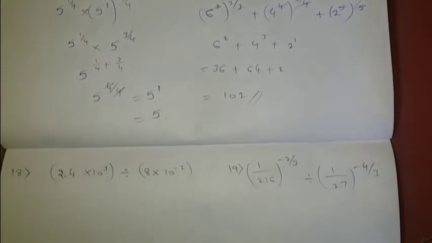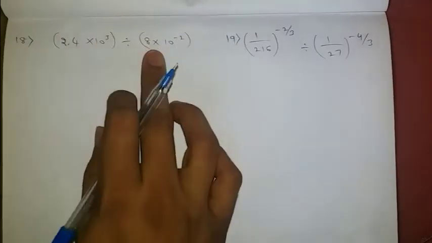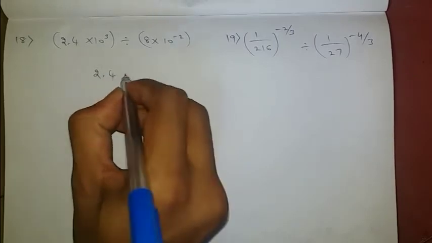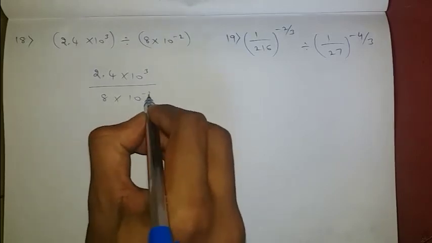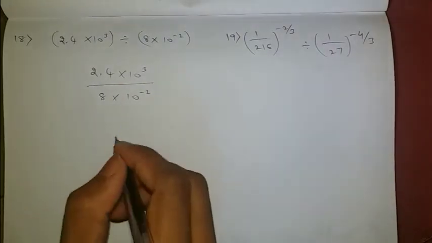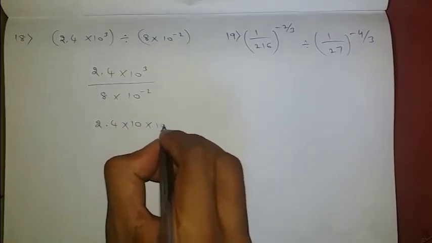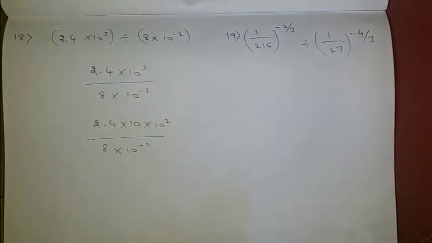Okay, let's move to the next question. What is the value of 2.4 into 10 cube divided by 8 into 10 power minus 2? So, this is division. So, I am writing in the form of numerator by denominator. 2.4 into 10 cube, whole divided by 8 into 10 power minus 2. Here, 2.4 is there. So, 2.4 into 10 cube, I will write it as 10 into 10 square, whole divided by 8 into 10 power minus 2.